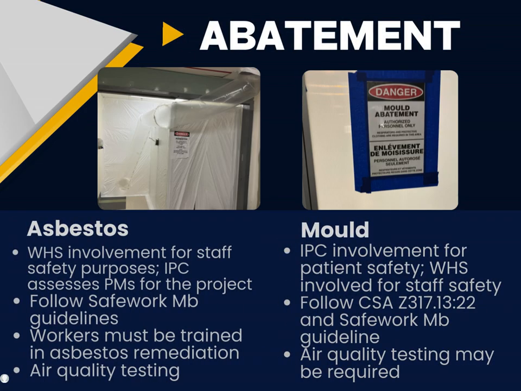Abatement activities in healthcare settings may involve asbestos or mold and require comprehensive abatement plans with strict controls to ensure patient, staff, and visitor safety. Safe Work Manitoba guidelines must be followed. For infection prevention and control purposes, these requirements are in addition to any control measures identified through the Infection Control Risk Assessment. Regional workplace health and safety must be involved in the planning and review of asbestos abatement activities. Occupational health and safety must be notified immediately in the event of any actual or suspected exposure.